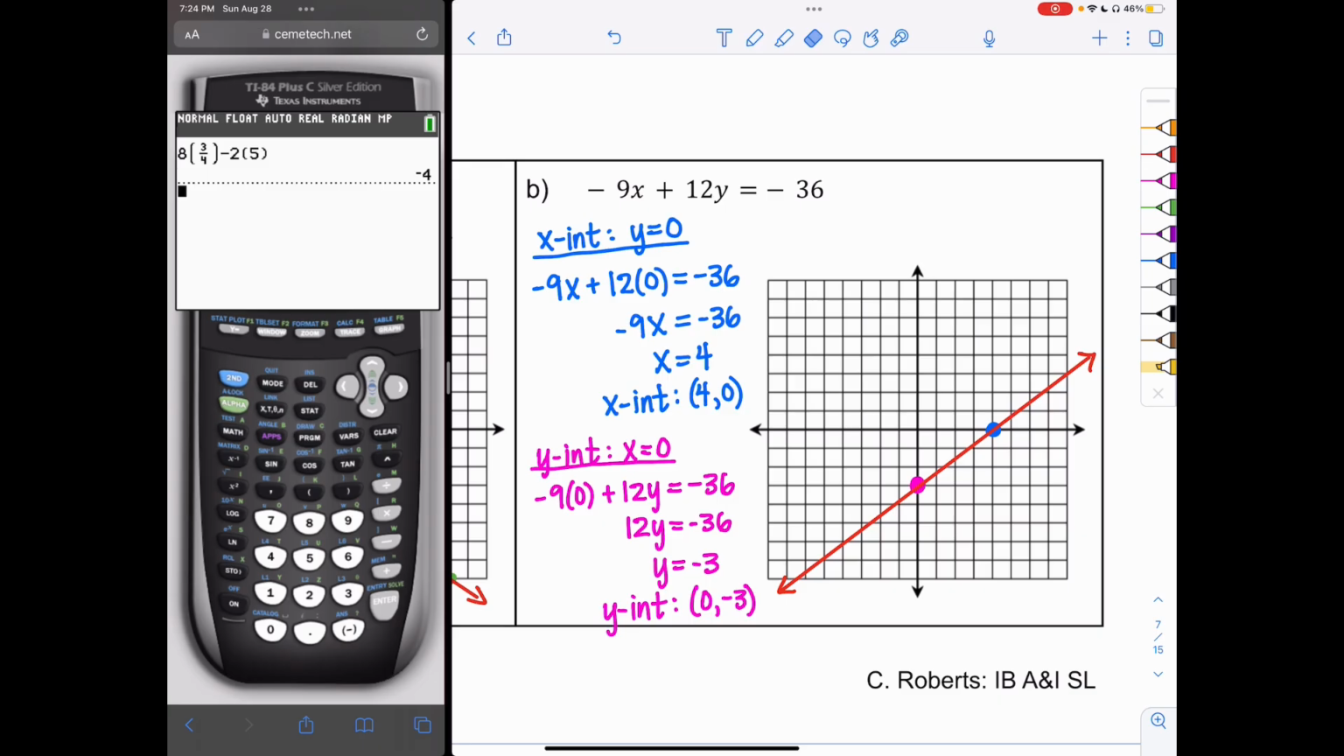Some people graph general form equations by converting them to gradient intercept or slope intercept form, and then just plot the y-intercept and use the slope, but it's doing unnecessary work. If you want to do it, you can, but it's not necessary. So that is how you graph equations of lines.